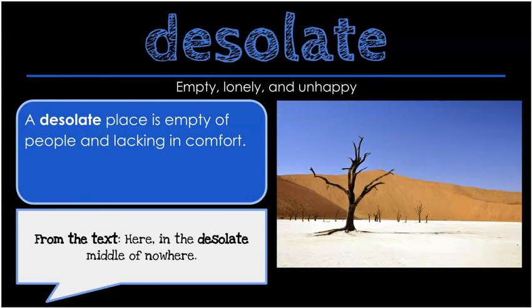Our next word is desolate. According to the text, it means empty, lonely, and unhappy. A desolate place is empty of people and lacking in comfort. From the text, and they were talking about where they were in their internment camp, they said, here in the desolate middle of nowhere.